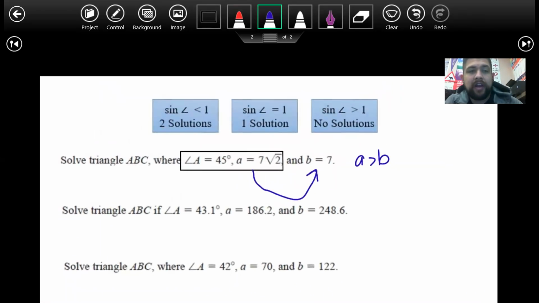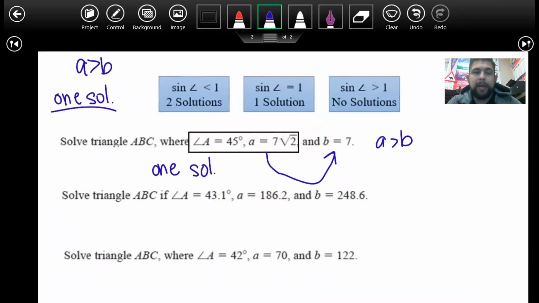This doesn't fit into our category. Our second category, if A is bigger than B, then we say it is one solution. And we're going to be able to solve this out. So it fits underneath this category, so we just say it has one solution. And we'll keep on going with this.